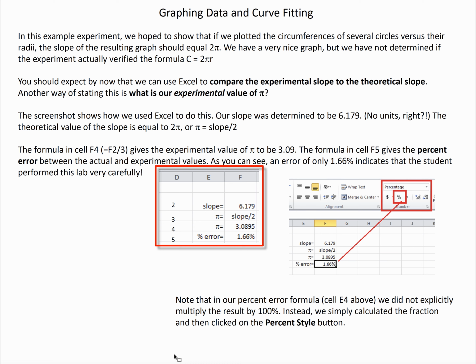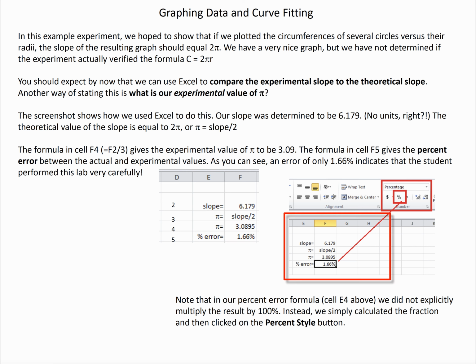The formula in the cell F4 gives us the value in the cell F2 divided by 2. Okay? This gives us the experimental value of pi to be 3.09. The formula in cell F5 gives us the percent error between the actual and experimental values. As you can see, an error of only 1.66 percent indicates that the student performed this lab very carefully. 1.66 is not a bad error.